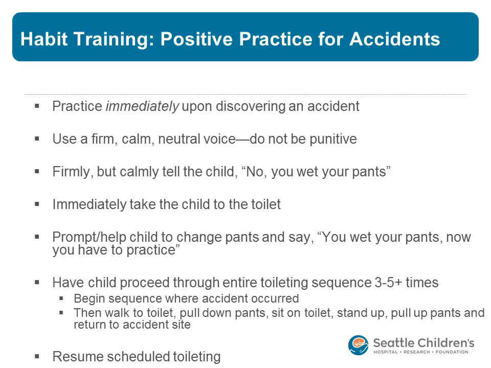So as soon as we notice that an accident has happened or is happening, we want to initiate the positive practice procedure. I encourage families to use a firm, calm, neutral voice. Some places in the literature, and the manual that I recommend at the end is one of them, people recommend that you use more of a reprimand, like you sternly say no, and that the child sort of understands that they're in trouble. I actually don't think that's helpful.